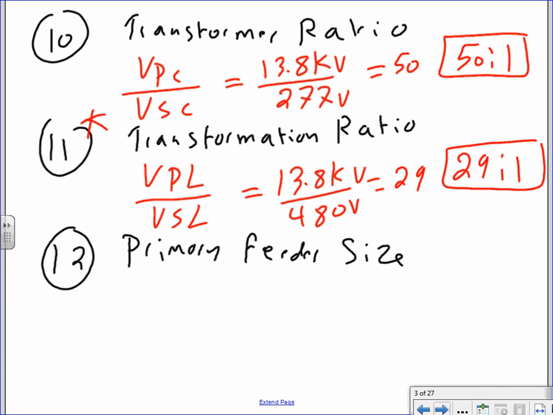So the first thing you need to do, we need the primary. So I primary line is always the one that you use, which is 9.4 amps. Remember, the voltage is 13,800 volts.